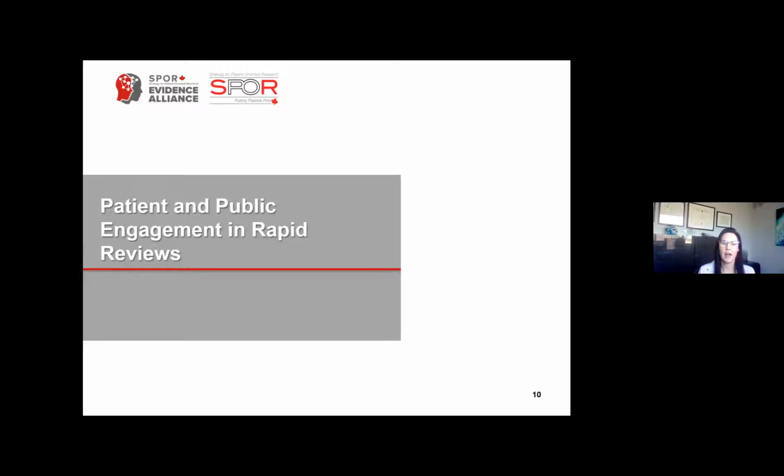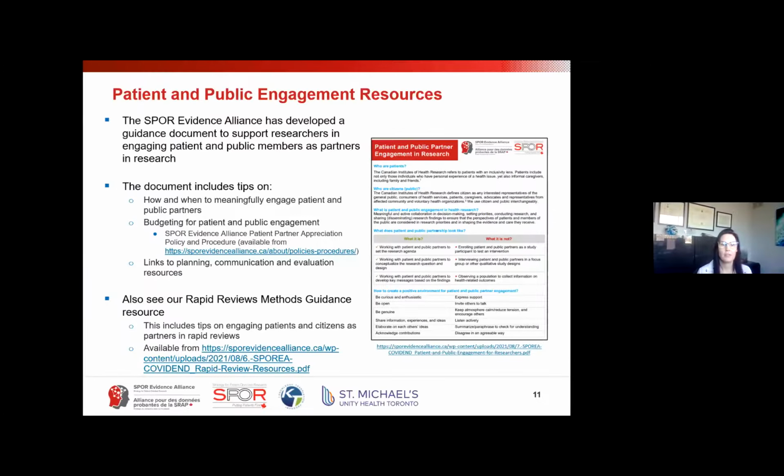So in terms of how we engage patients and the public in rapid reviews, we've developed quite a bit of guidance. Including how can we meaningfully engage patient and public partners? How can we budget for them? How can we show our appreciation appropriately? So we co-developed an appreciation policy with patient partners. We've been trying to provide a lot of guidance to researchers as well as our patient partners.